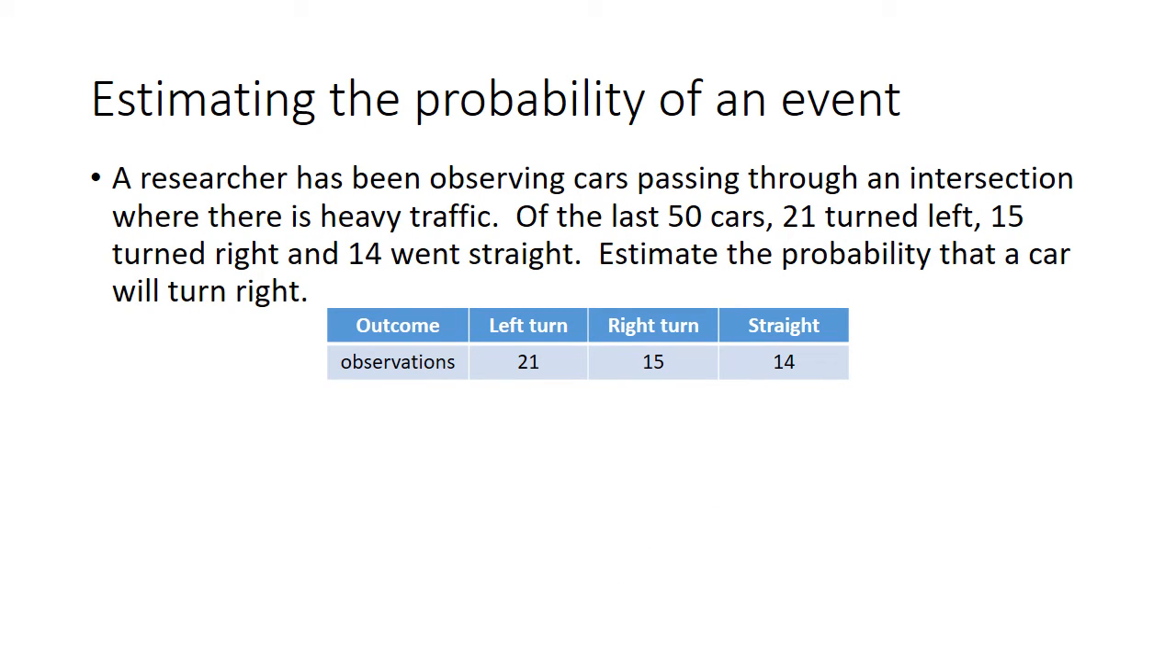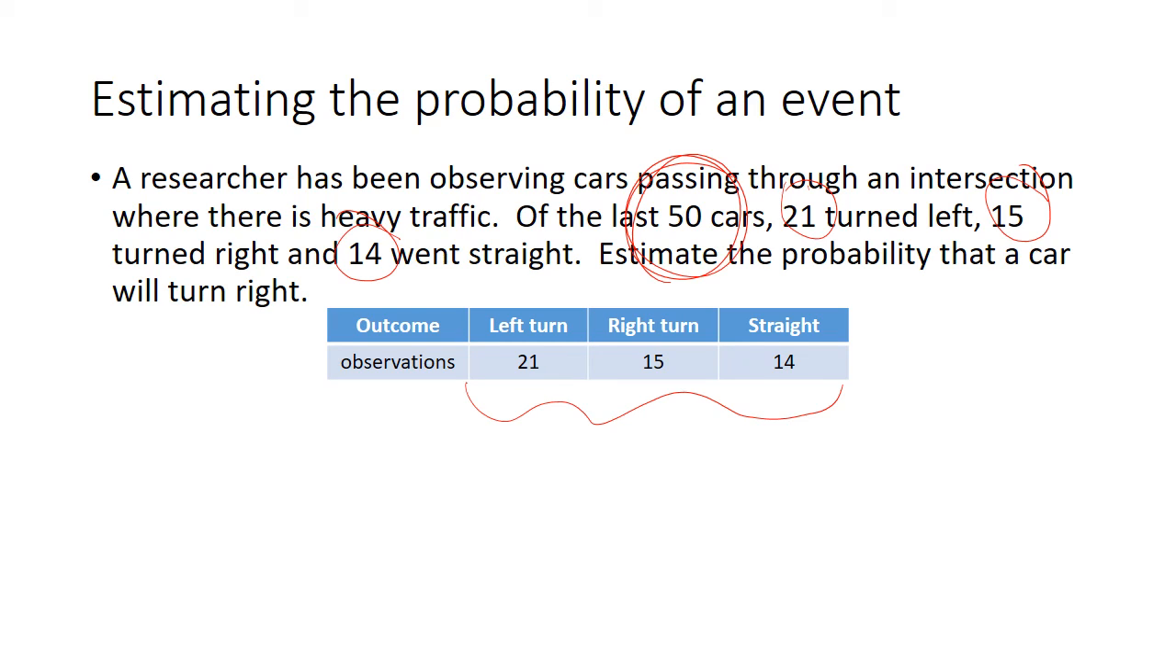Let's try this one. A researcher has been observing cars passing through an intersection where the traffic is heavy. Of the last 50 cars, 21 turned left, 15 turned right, and 14 went straight. So we're going to estimate the probability that a car will turn right. Don't get confused by all the numbers. So which one's going to be our total number? Is it going to be 14, 15, 21? No, it's going to be 50. There are 50 cars. So we can make it into this little table so it's easy to keep them straight.